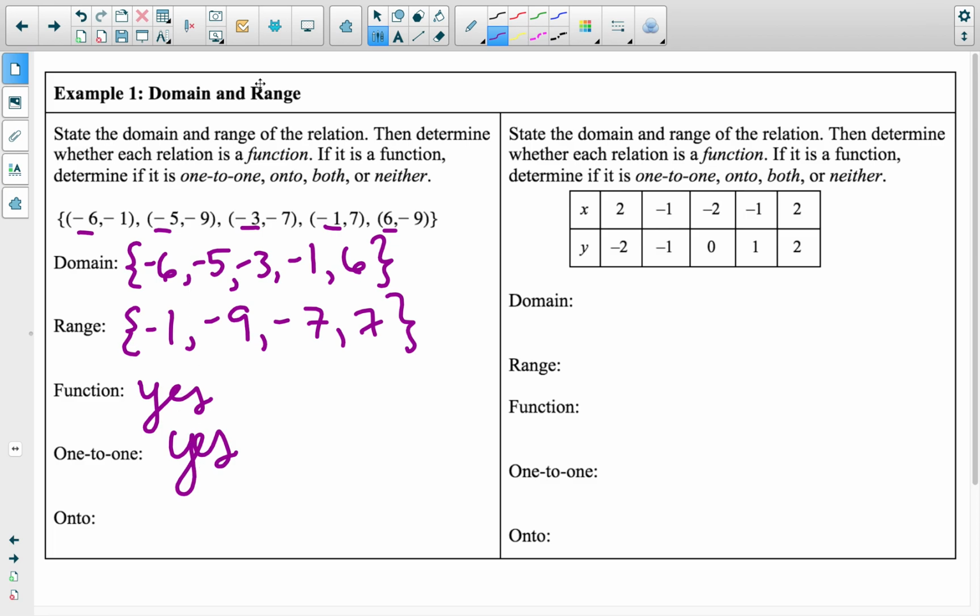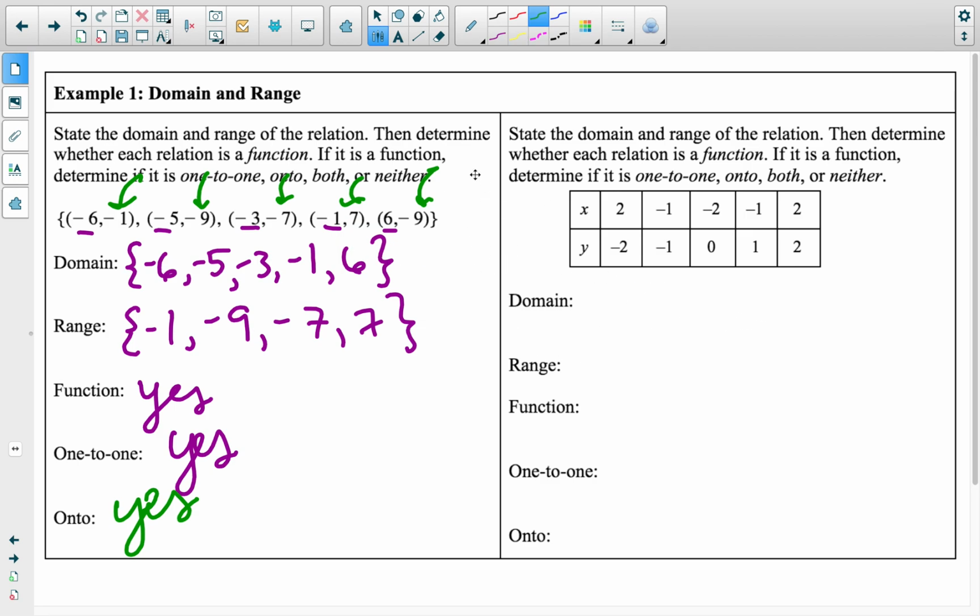Is this function onto? The question we're asking ourselves is, do we have any y's that don't have x's that match them? No. All of our y's, we have 1, we have -9, all of these y's, they have an x with them because we're looking at ordered pairs. So typically with any sort of function that is giving us ordered pairs, the x and y's are already matched with each other. So our function is going to be onto.